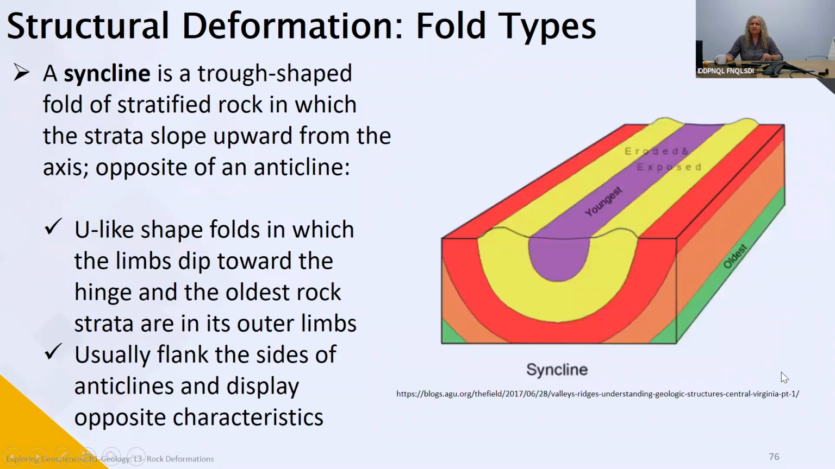A syncline is the complete opposite of an anticline, and as you can see, has a U shape. Having the U shape, we know that the center is the youngest, and the limbs dip toward the hinge, as we can see here, and the oldest rocks of the strata are within the outer limbs. They are usually seen on the flank sides of anticlines.